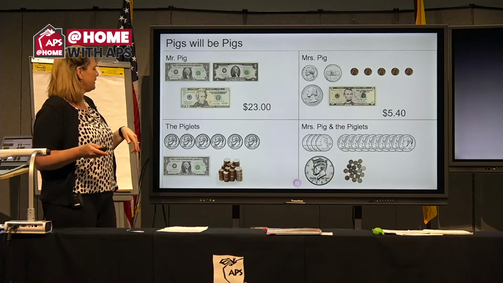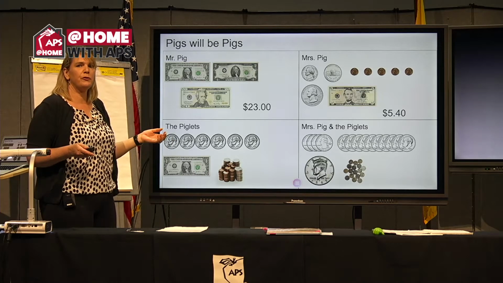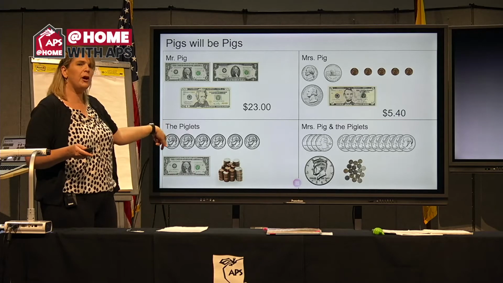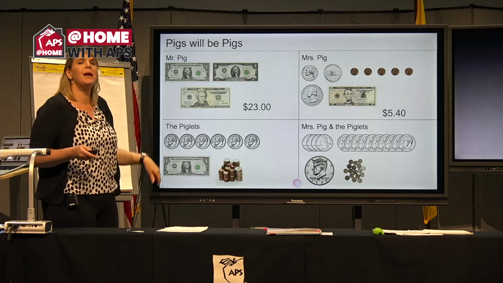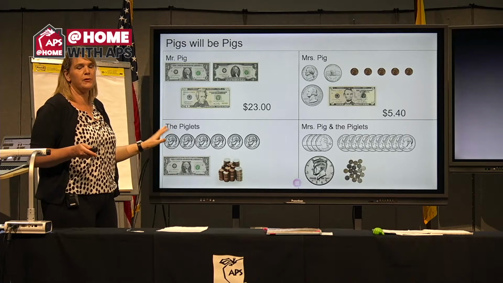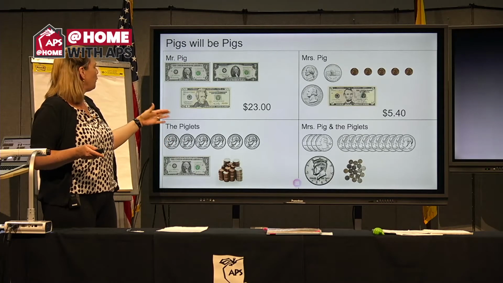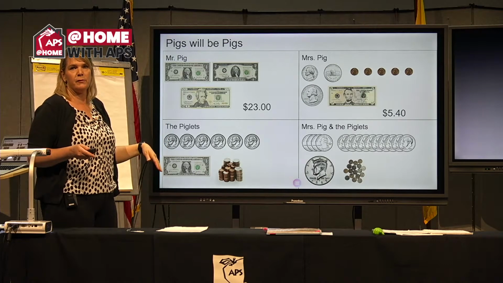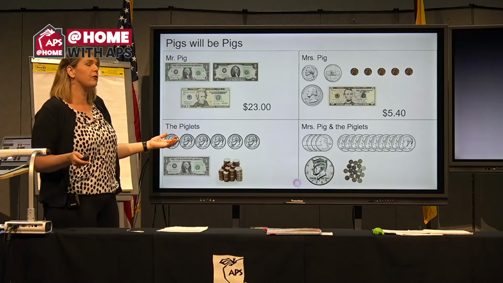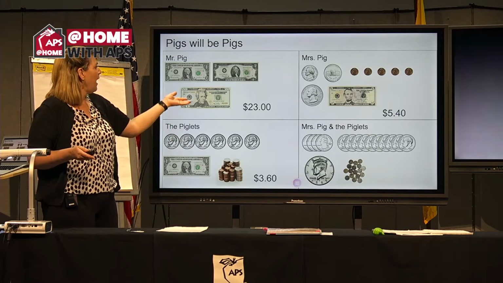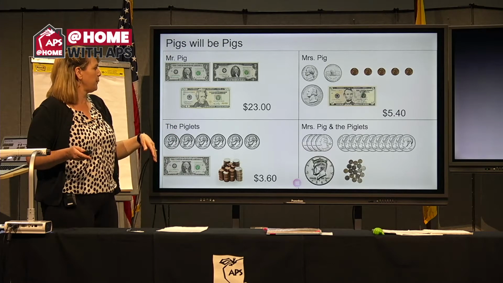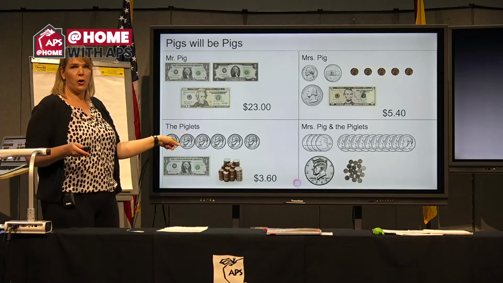All right, the piglets. Let's start with those dollars, right? We have $1. And we also knew that the penny collection made a total of $2, right? So that's $3 already. Then all we'd have to add in would be our dimes, 60 cents, right? $3.60.